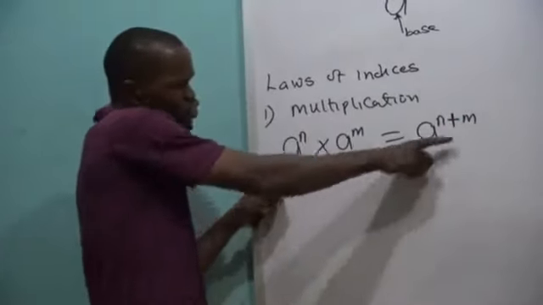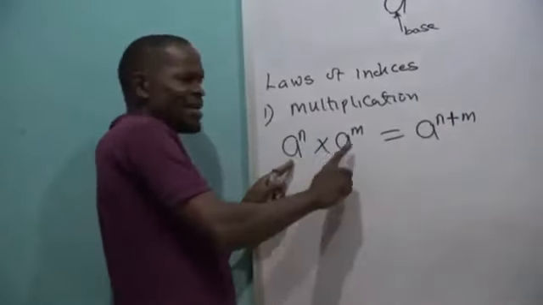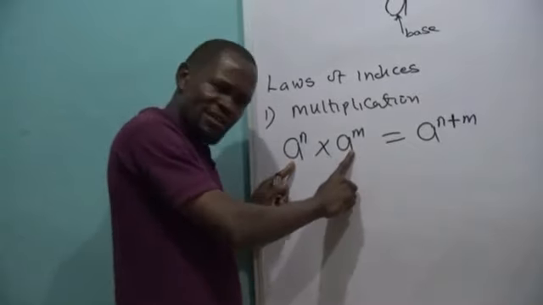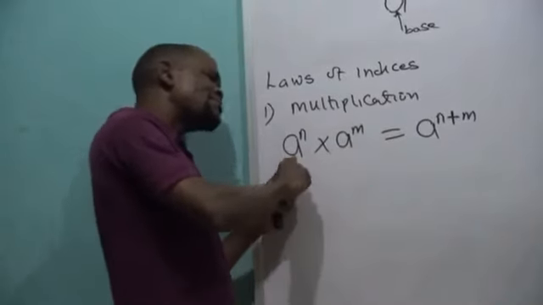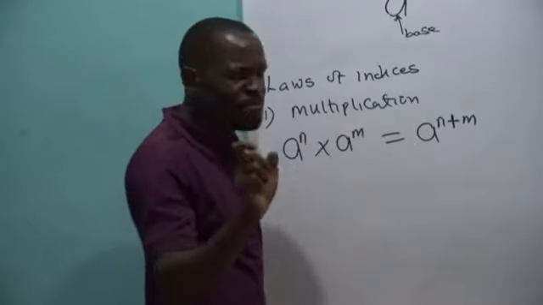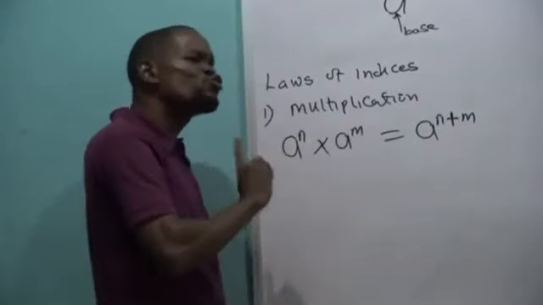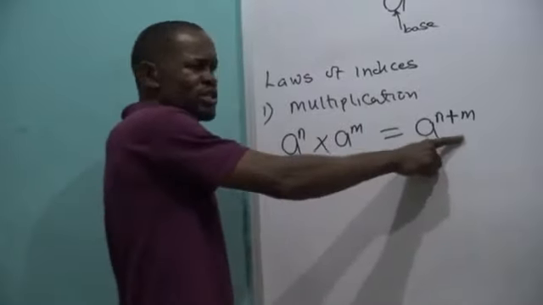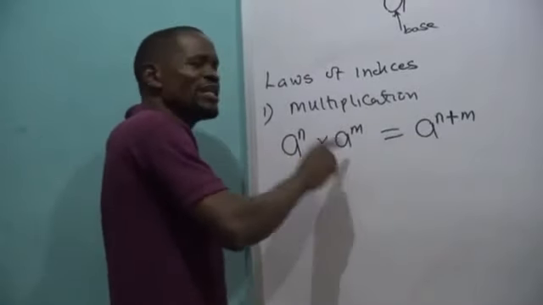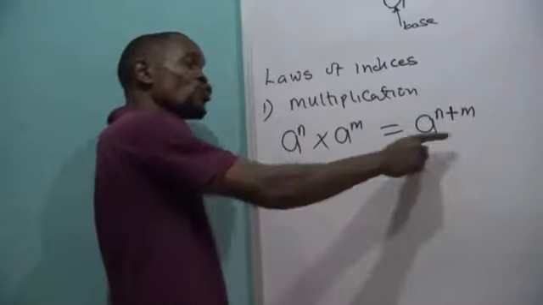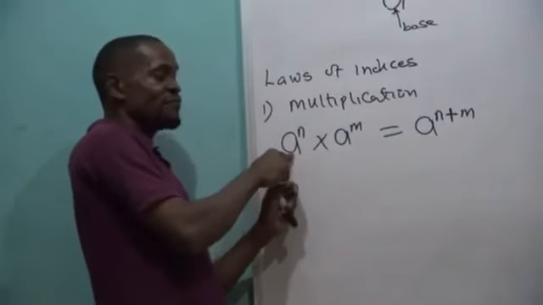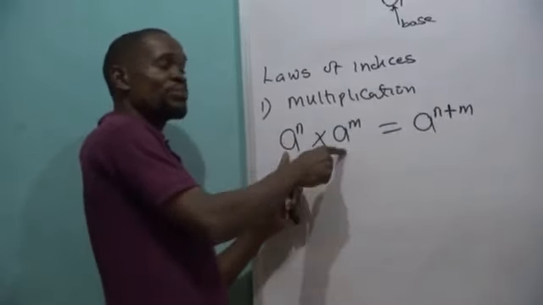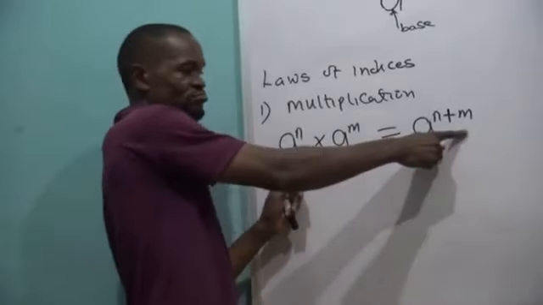So for me to do this, this one and this one must be multiplying themselves, and this one and this one must be of the same base. If any of these two conditions is not satisfied, I will not do this. Assuming that they have the same base, but they are not multiplying themselves, I will not do this.